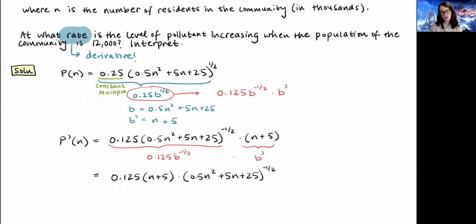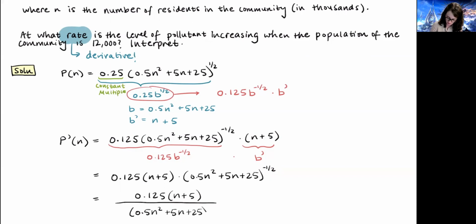Now the negative exponent, we don't want to leave that in our answer because it is hard to work with and hard to think about. So we can bring this whole thing down to the denominator, change this whole first piece, instead of multiply, it'll be divide, and we'll make the exponent on the 0.5n squared plus 5n plus 25 a positive 1/2. So that's going to look like 0.125 times n plus 5, divided by 0.5n squared plus 5n plus 25, all raised to the 1/2 power.